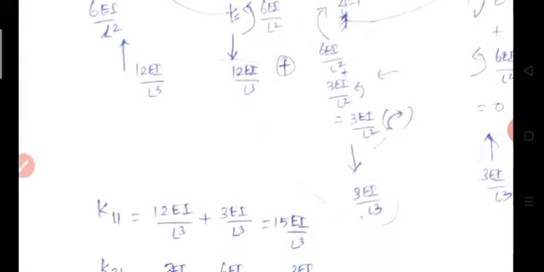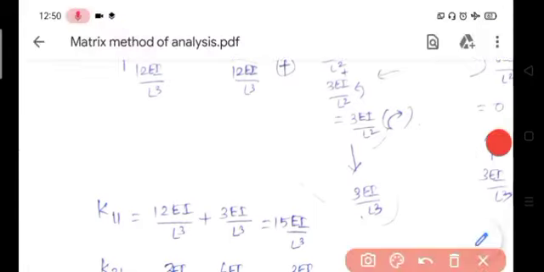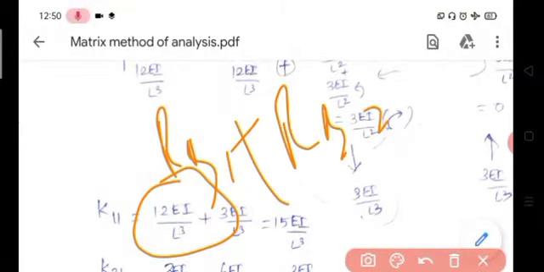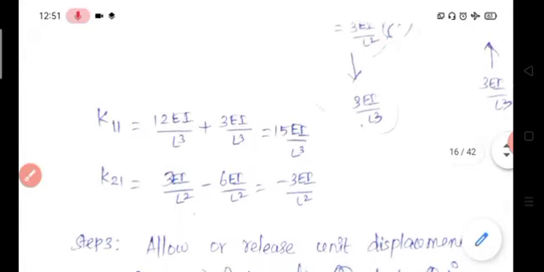RB1 is equal to 12 EI by L cube, downward, then RB2 is equal to 3 EI by L cube, which is also downward. Our coordinate direction is also downward, so it is taken as positive. Therefore, K11 is equal to 12 EI by L cube plus 3 EI by L cube, that is RB1 plus RB2. So, it is 15 EI by L cube.